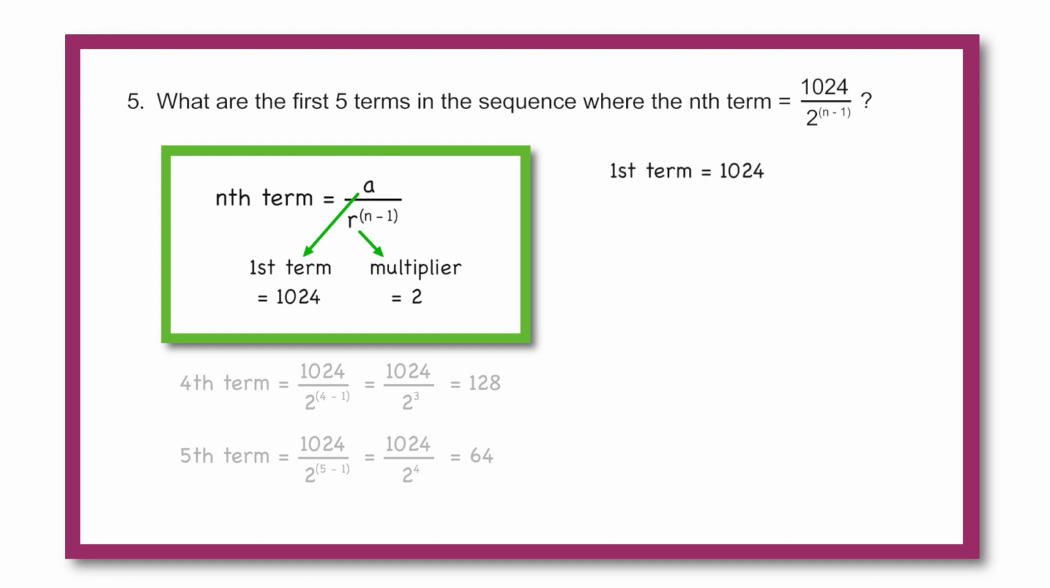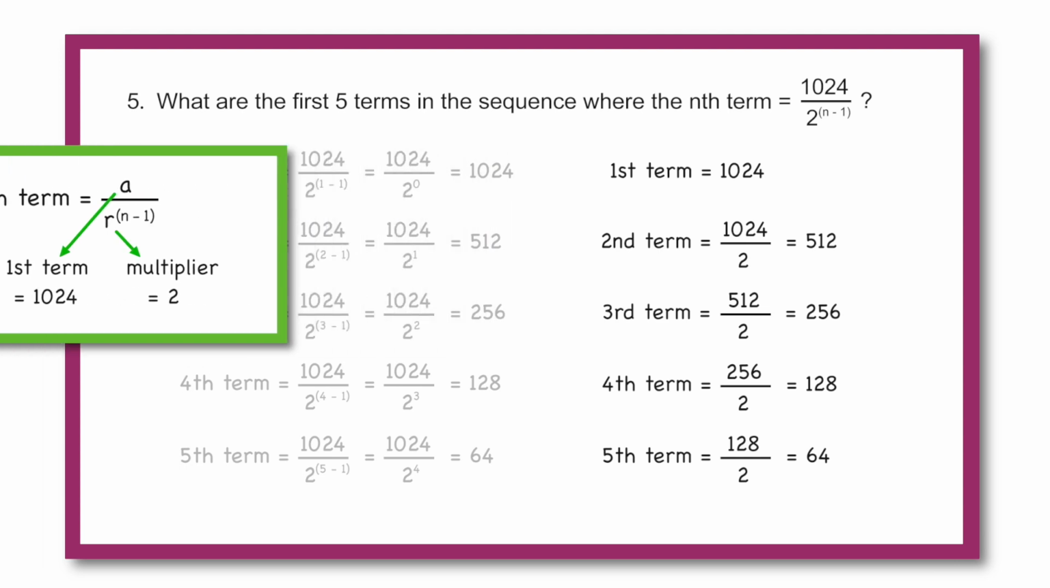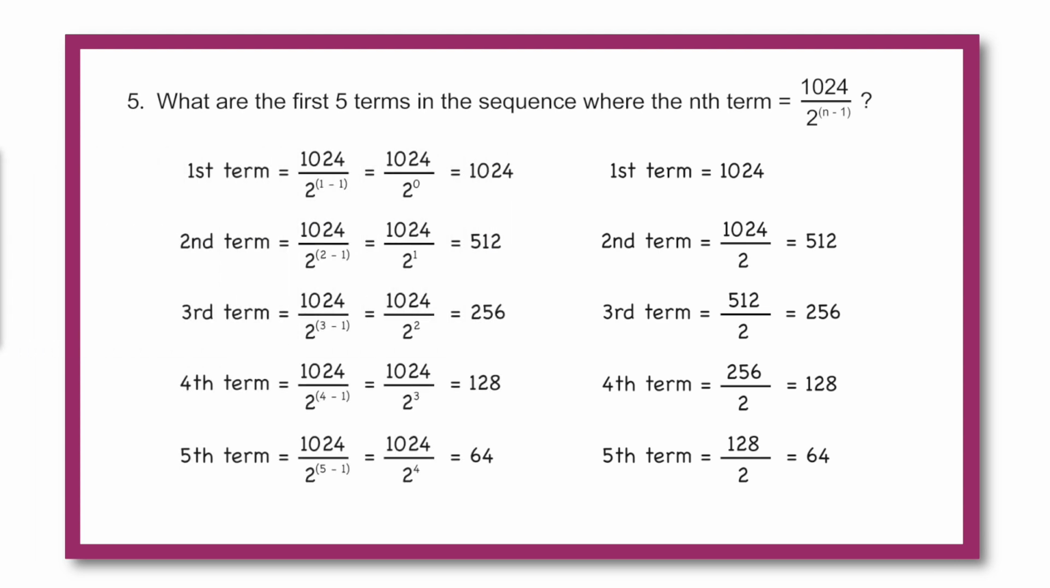So if the first term is 1024, the second term will be 1024 divided by 2, which is equal to 512. The third term will be 512 divided by 2, which is equal to 256. The fourth term will be 256 divided by 2, which is equal to 128. And the fifth term will be 128 divided by 2, which is equal to 64, which coincides with what we have over here. Either way is correct.